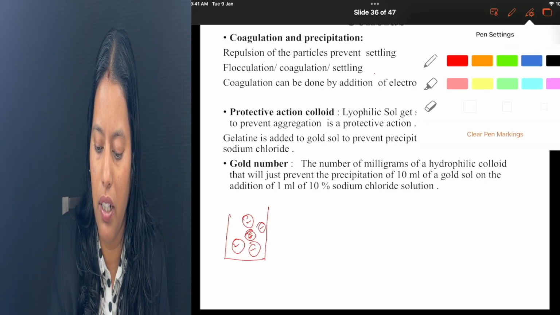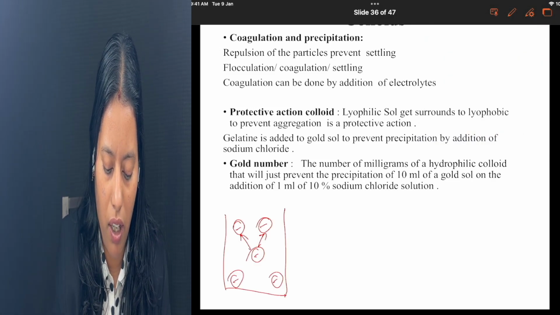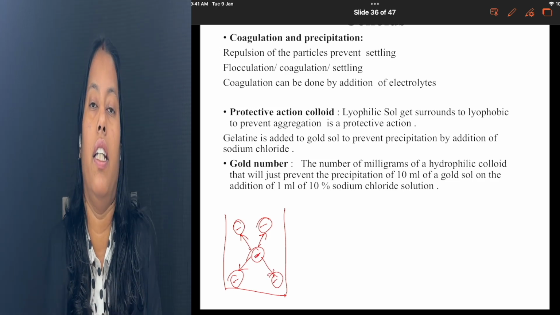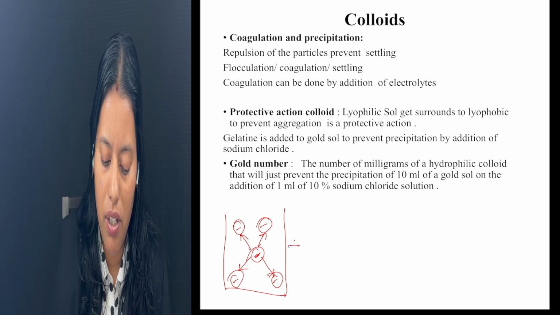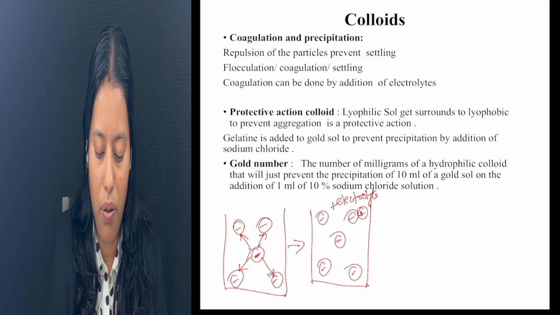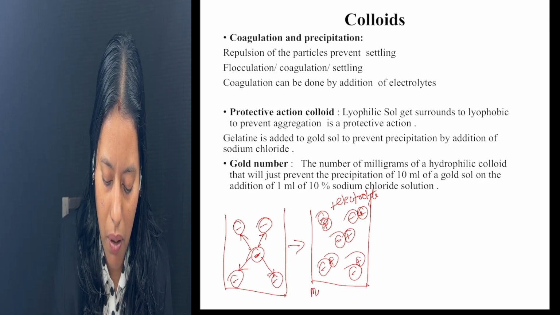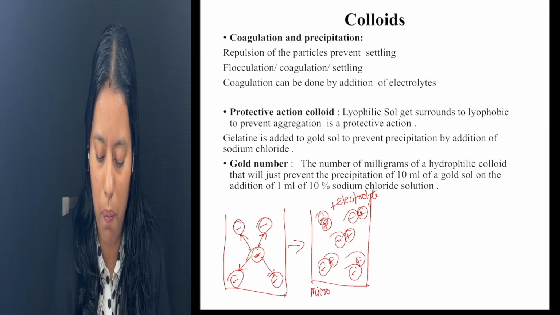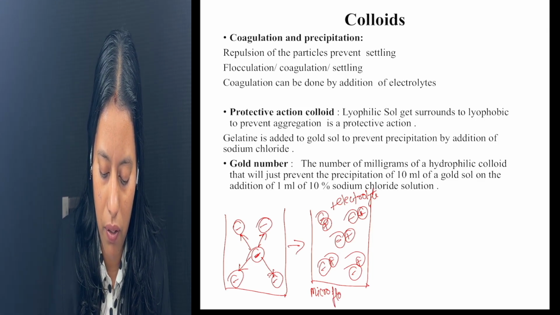You have these particles, and they are not coming close and not getting attracted toward each other, and they are stable. But when you add the electrolyte, they get these counter ions and get neutralized, and they form the microfloccules. So these are your microfloccules, small particles joining together. These are called the microfloccules.